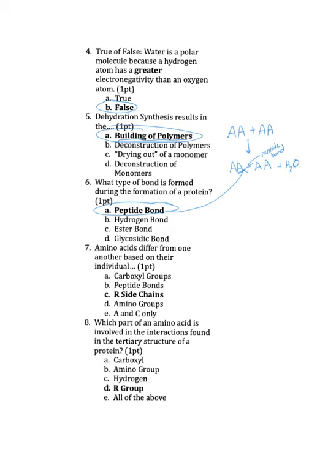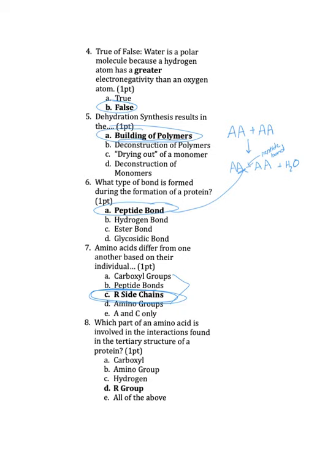Question 7, amino acids differ from one another based on their individual, and this is from our free response, R side chains. So every amino acid has a carboxyl and an amino group. The only thing that's different is the R side chain.